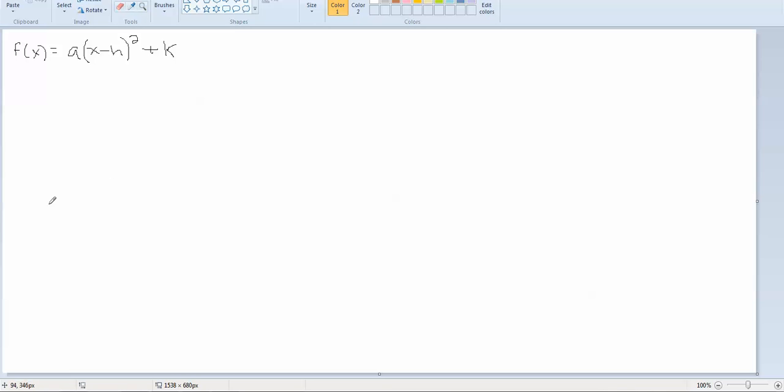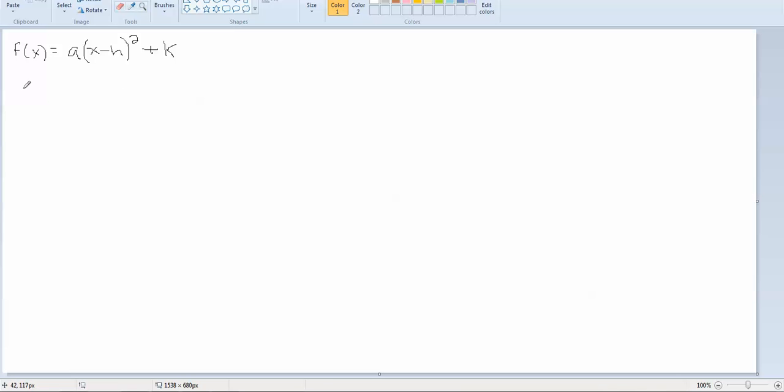So we have to think about, what does H do? H is inside the parenthesis by the X, so it actually affects the X. So it's going to move your graph horizontally. So it moves it to the left or to the right. And what's crazy about the left and right is it's actually the opposite of what you would think. Notice we start with a negative. Okay, so if it's X minus 2, it actually is going to move it in the positive direction. You would think it moves it in the negative, but it doesn't, and vice versa.